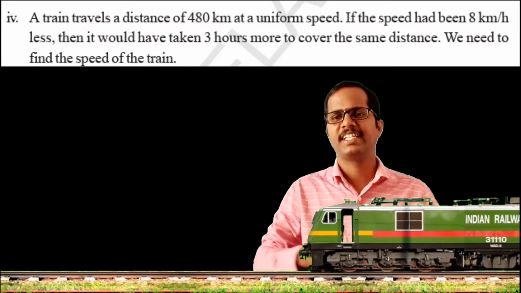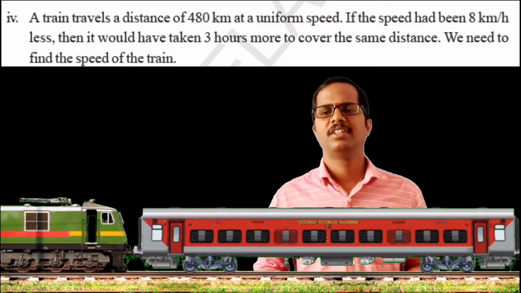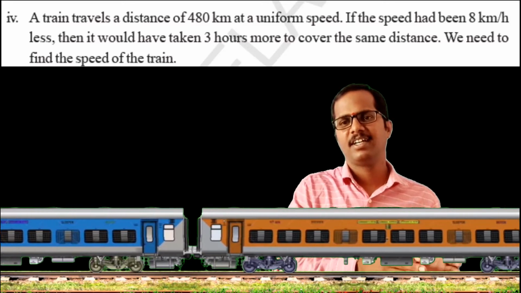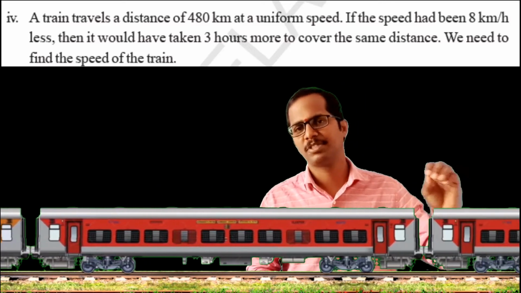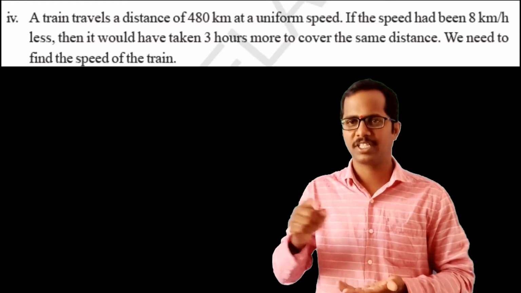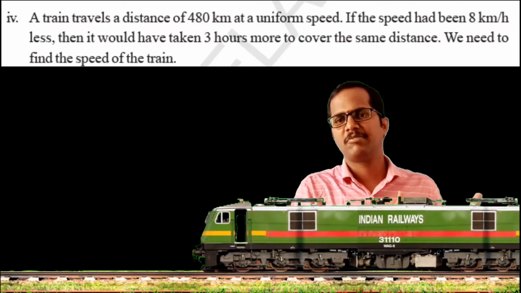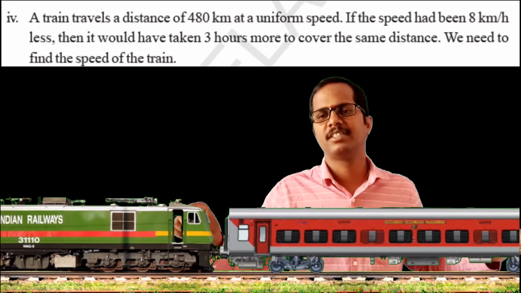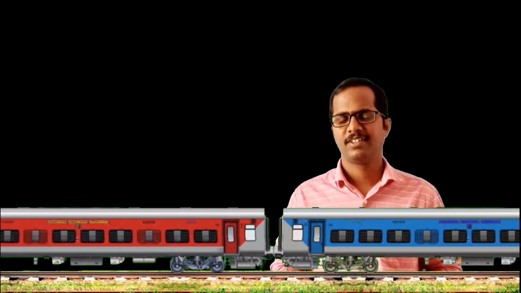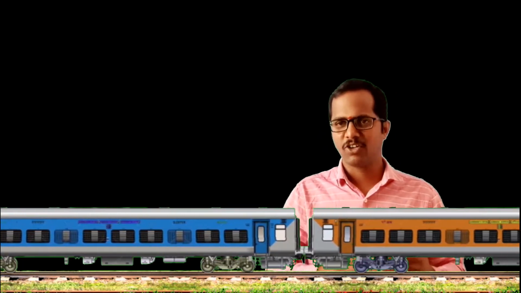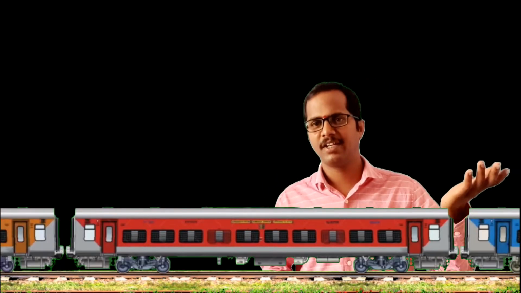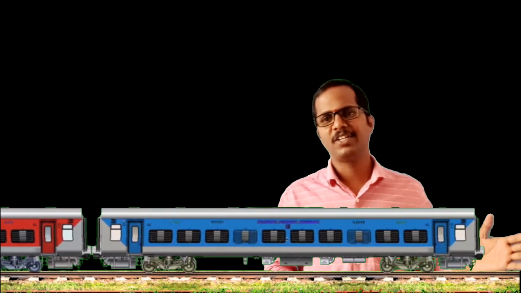A train is covering 480 km distance with uniform speed. Uniform speed means it is maintaining the same speed. So if the train travels that 480 km distance with the same speed, it takes some time. And suppose if we reduce the speed of this train by 8 km per hour, then the time taken by the train to travel this same distance is 3 hours more when we compare with the previous situation. So here, if the speed of the train is reduced by 8 km per hour, then the time taken by the train is 3 hours more than the time taken by the train when it travelled with the uniform speed. Now we need to find the uniform speed of the train.